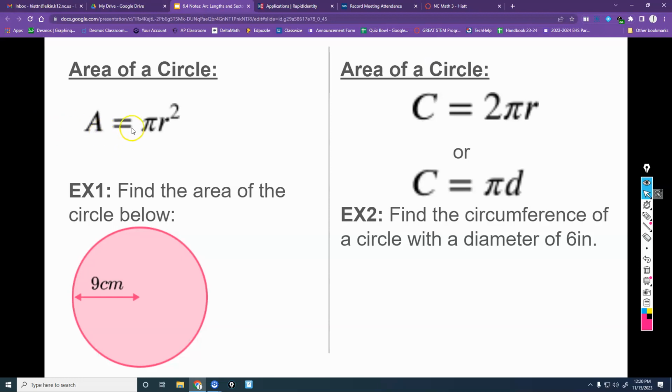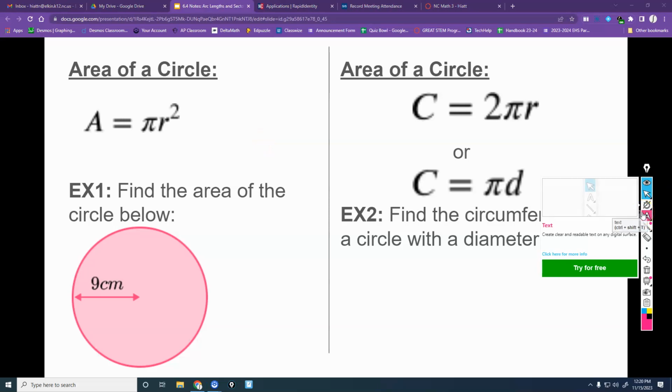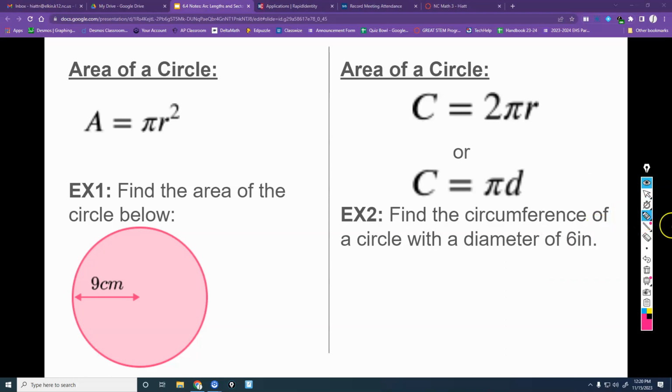Area of a circle is pi r squared, right? If you don't have that already on your note card, we might have put it on it earlier. It's probably on some of the earlier note cards with the volume stuff, but if you want to put it here too, that's fine.